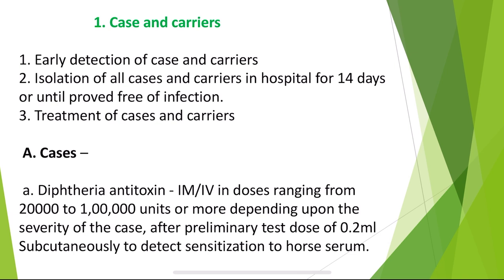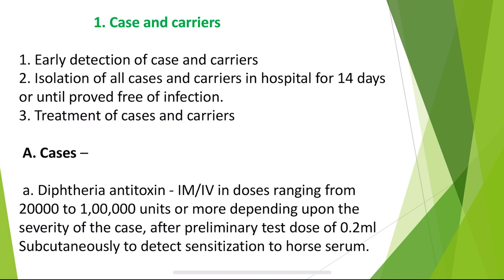Now let us see. We are going to give the antitoxin, and before that we need to do the isolation. We have to detect the cases and the carriers, and isolate them in the hospital for at least 14 days until they are proved free of the infection, and at least 2 consecutive nose and throat swabs have to be taken 24 hours apart. We take the throat swab, check 24 hours apart, take the throat swab again, and check if the tests are negative. Before terminating the isolation, we need to confirm that the diphtheria tests are negative.